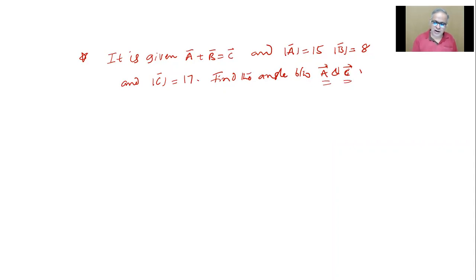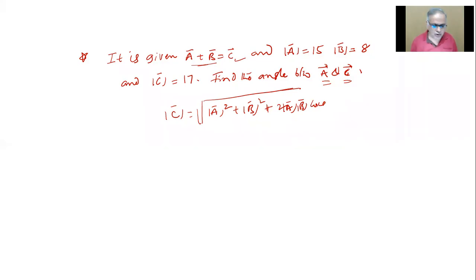You can use the cosine rule again. It's given that C is the resultant of these two. So what is the formula? Mod C equals under root A square plus B square plus 2AB cos theta. Of course, if you can guess the angle between A and B to be 90 straight away, there will be no issue. But for that, you should have known the Pythagorean squares.